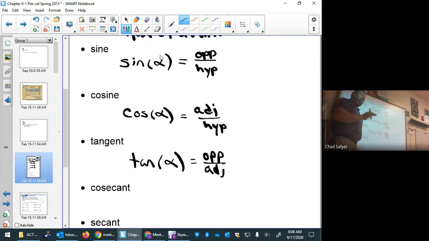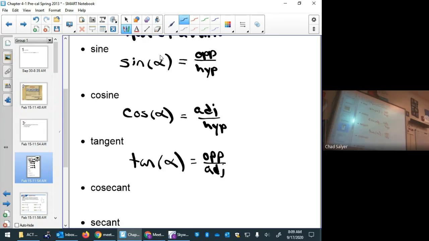So there are six total. Again, you remember my argument. You've got three sides and you're comparing two. How many ways do you have to pick the first one? Three. How many ways do you have to pick the second one? Two. 3 times 2 is 6. There are 6 total, but these three are considered the primary three.